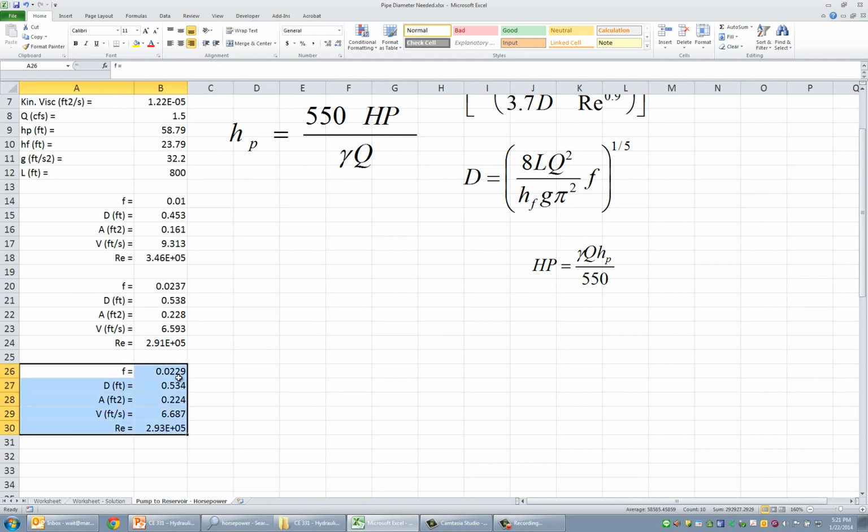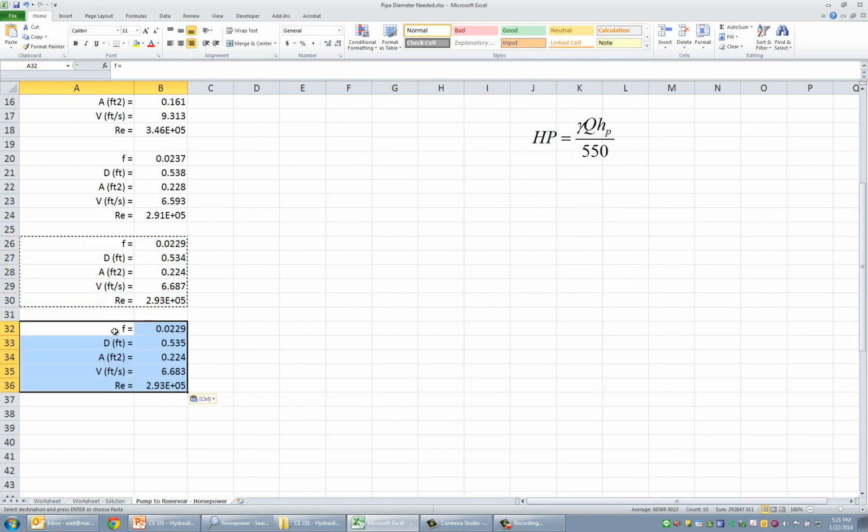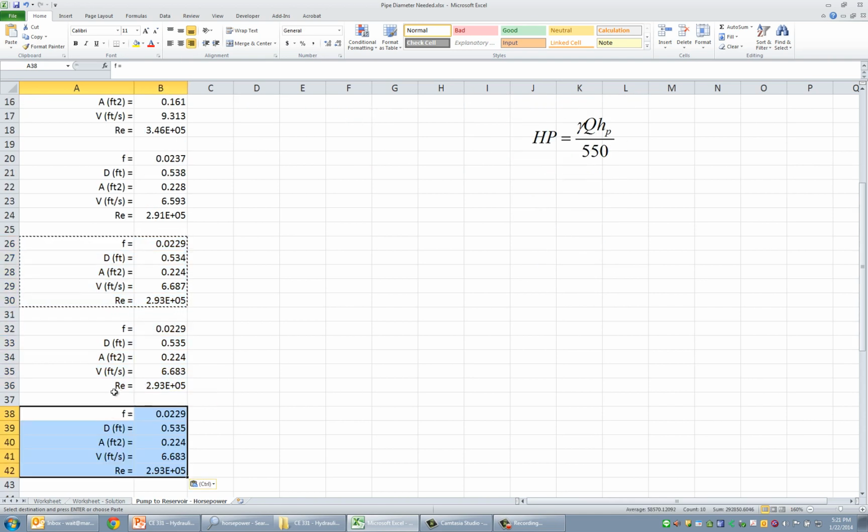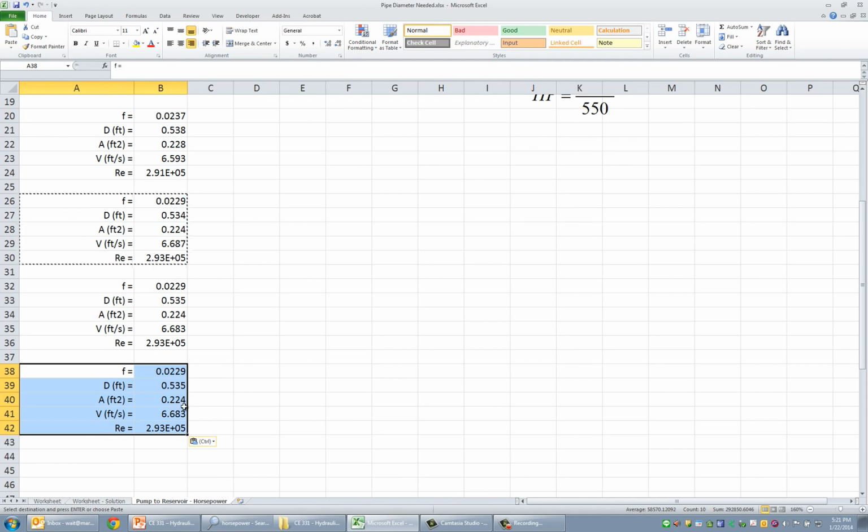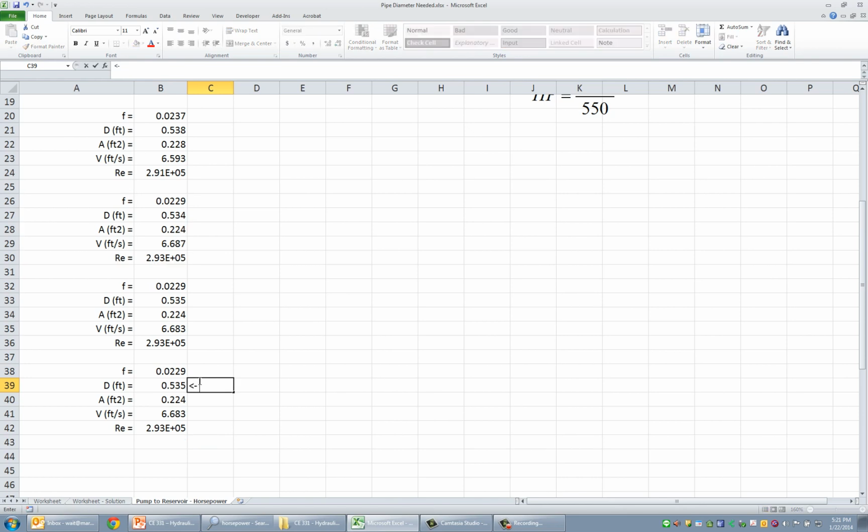So it's easy to pump out these extra iterations. You just do Control-C, Control-V. You can do it several times, and you'll notice that the diameter has achieved convergence. The f value has converged. And that tells us that the diameter that's needed, this is our answer for the diameter that's needed, because nothing's changing. We don't have to Control-C, Control-V any longer because the solution has converged.